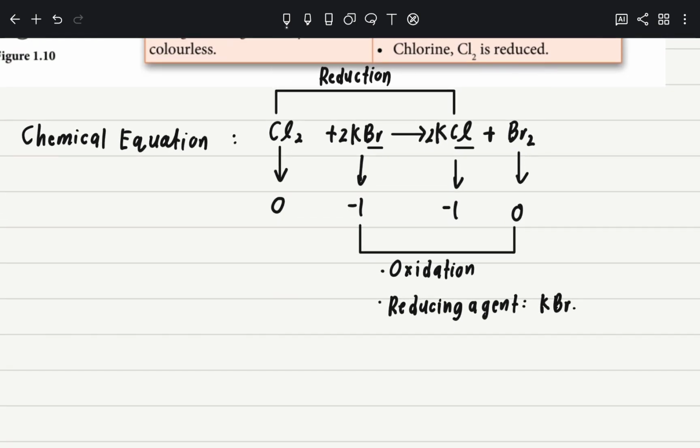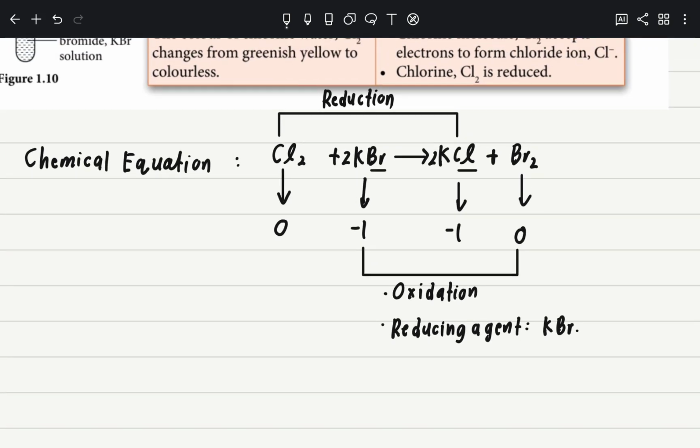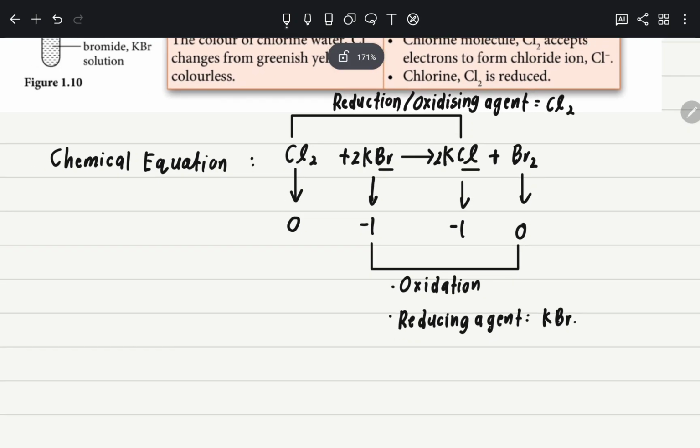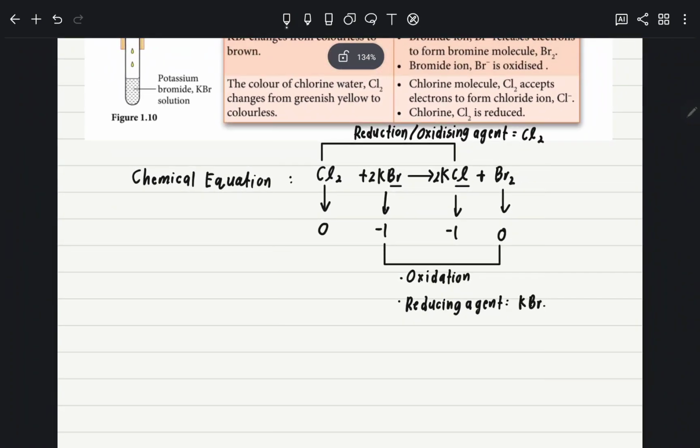Okay, for reduction, I have what agent? Oxidizing agent. Who is my oxidizing agent? Chlorine. So correct, right? Just now we learned your halogen will always become the oxidizing agent. This is your halogen. This is your halide. So yes, correct. So your oxidizing agent is Cl2. Okay, so this is the concept there.